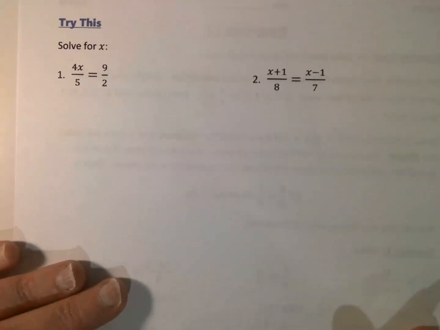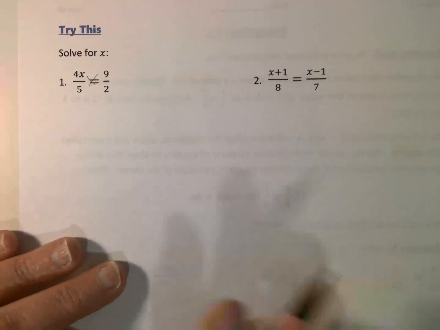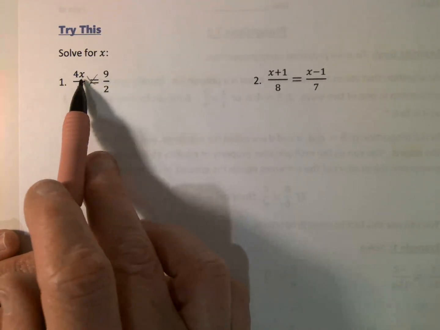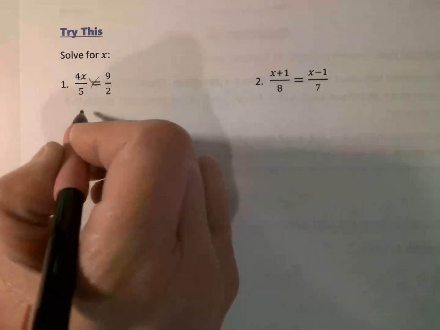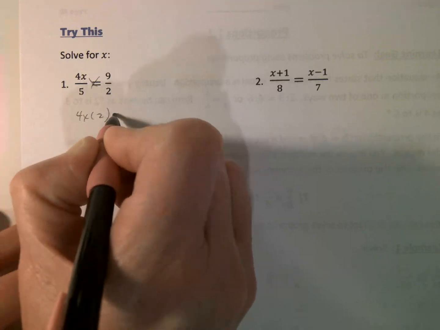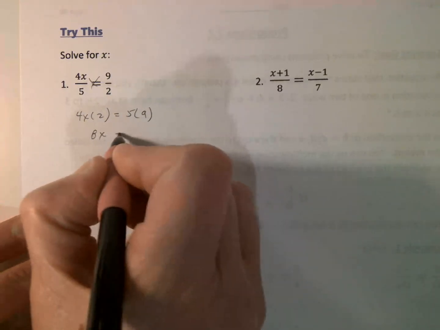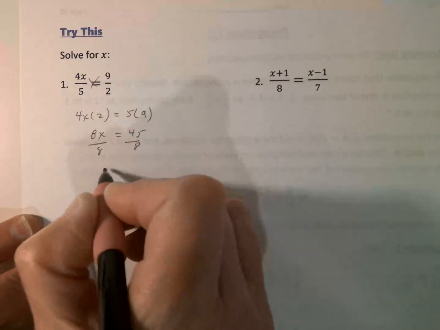Okay, let's look at the back. Oh, here we are. Try this. Okay, so here we've got two proportions that we're going to solve. And again, we're just going to use cross products. Sometimes you can treat these as equivalent fractions, but usually when there's a variable, it's pretty difficult. So we're just going to go ahead and do cross products. So I have 4x times 2 equals 5 times 9, and you don't really have to write this step out. 8x equals 45. Divide both of these by 8.